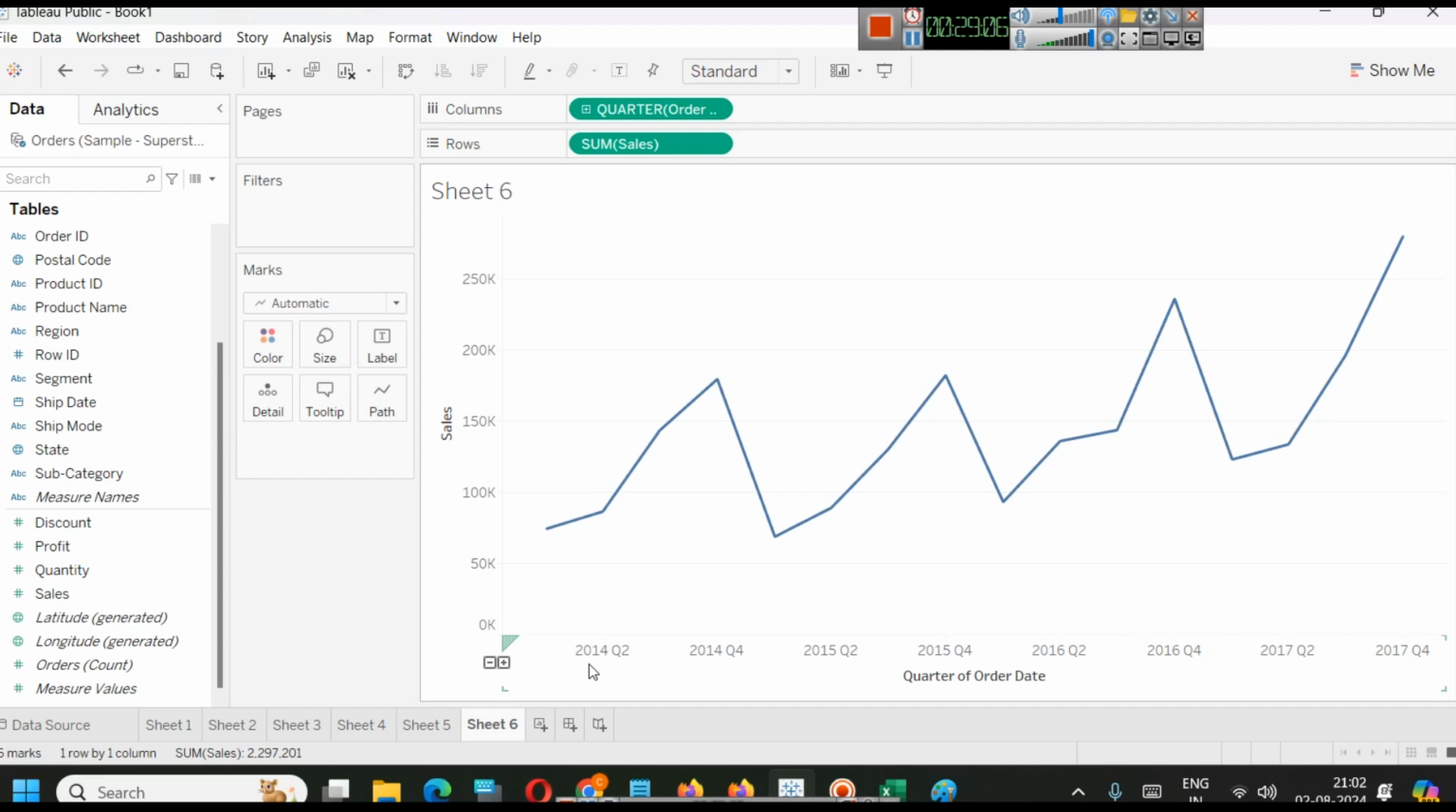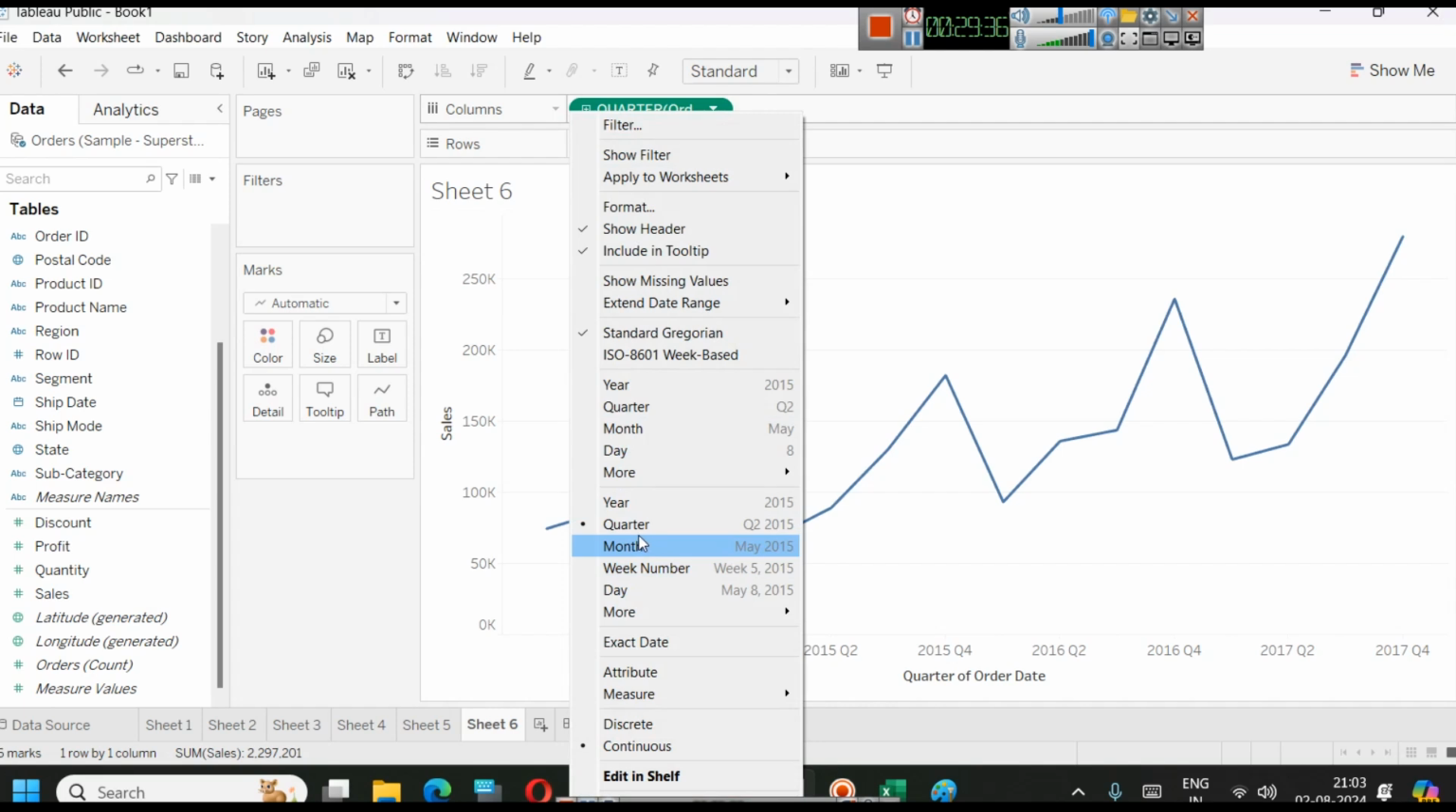How many quarters will we have in 4 years? So every year we have 4 quarters. That is why it is a quarter, right? 16. Yeah. So this is data of 4 years, so you will see 16 data points here. This is when we have selected quarter as a measure.